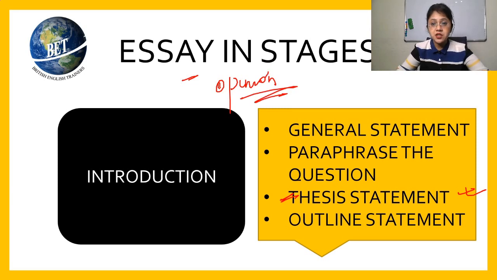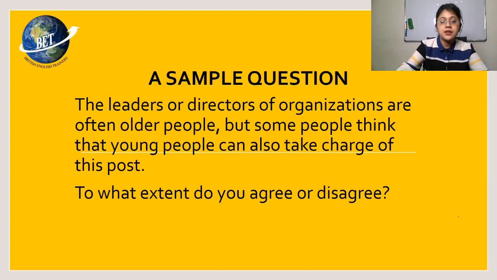Now, the general statement, paraphrase the question are then followed by the thesis statement and then the outline statement. We are going to have a look at each of these in complete detail and then understand it and then use it in completion. So let's have a look. The general statement is a neutral statement.